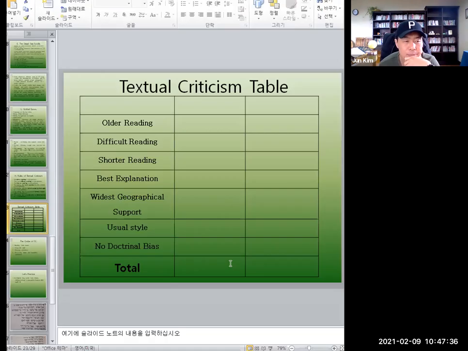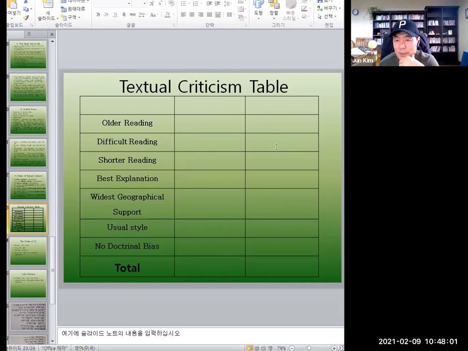Okay, here. Which one is older? It is supported by many manuscripts, but unfortunately, we don't know which one is really supporting. So then I don't want to really take on any side. Difficult reading. Which one is difficult?